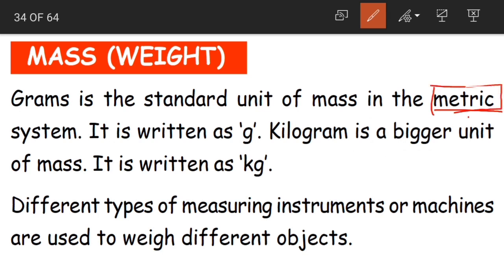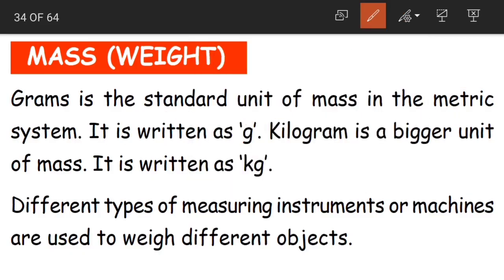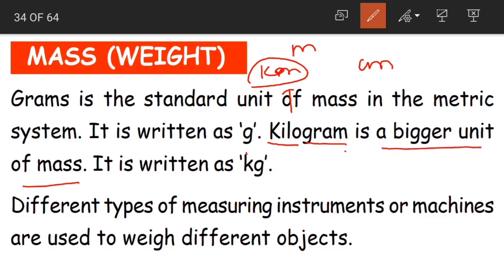Yes, children. So in this metric system, the standard unit that we use for measuring mass of the given objects is grams, and it is written as g. For meters, we've used the letter m to represent meters. In the same way for grams, it is written as g. Now again in the meters we had kilometers and centimeters. Kilometers was for larger distances. In the same way for grams we have kilogram. Kilogram is a bigger unit of mass and it is written as kg.